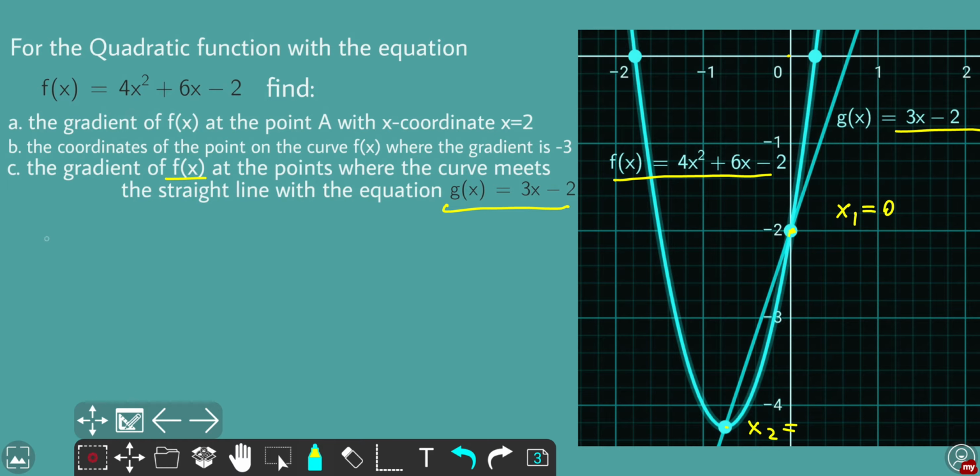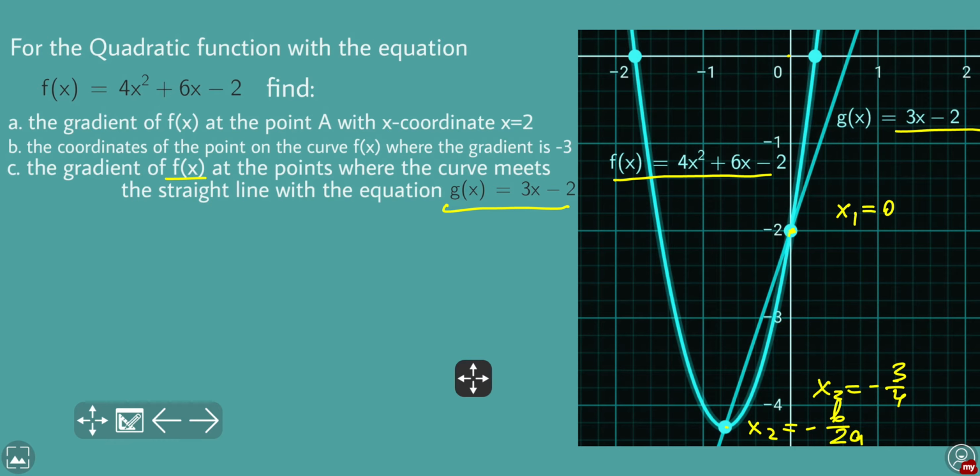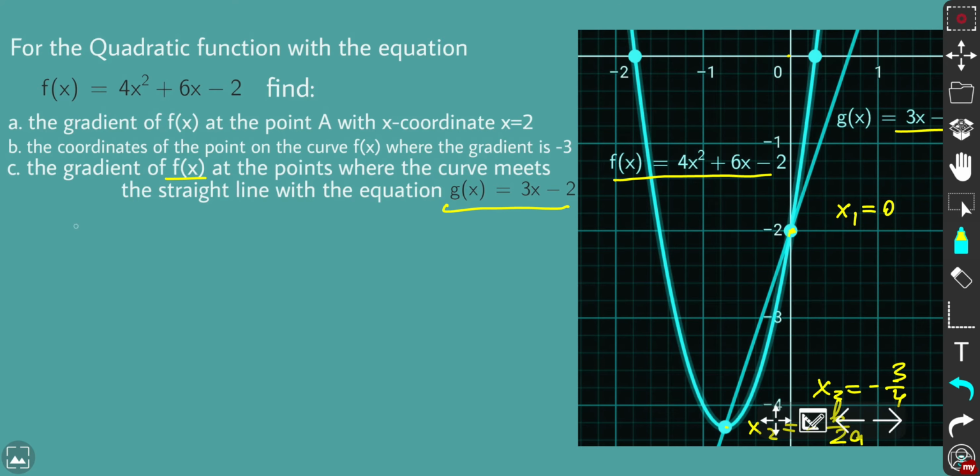Okay, so let's define that. This is the x vertex, negative b over 2a. So it's going to be negative 6 over 8. Okay, we'll get negative 3 over 4. So that's the value for x2, negative 3 over 4. And graphically, you already got those points, okay? But I'll show you how to do it algebraically as well, okay? So how to do it algebraically?